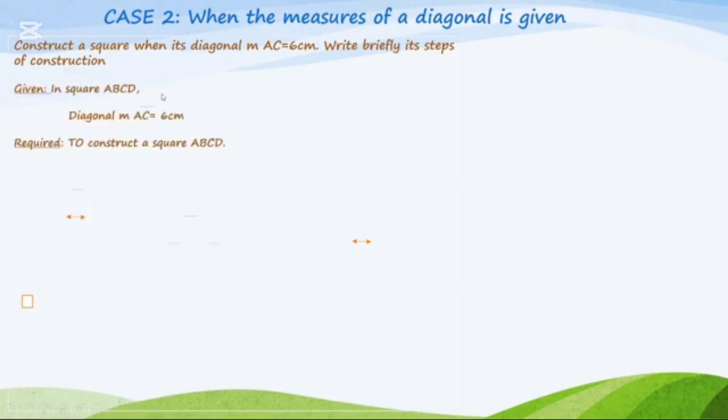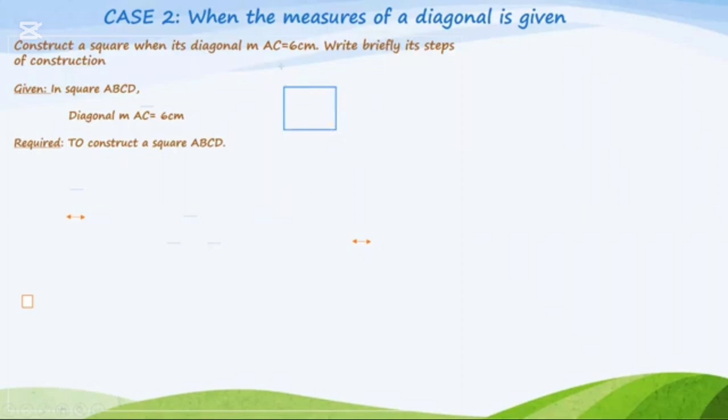Now, what is given in this question? In a square ABCD, diagonal measurement AC is given, that is equal to 6 centimeter. What is required, we have to construct the square ABCD. Now, before making a proper square, students, we have to construct a rough sketch.